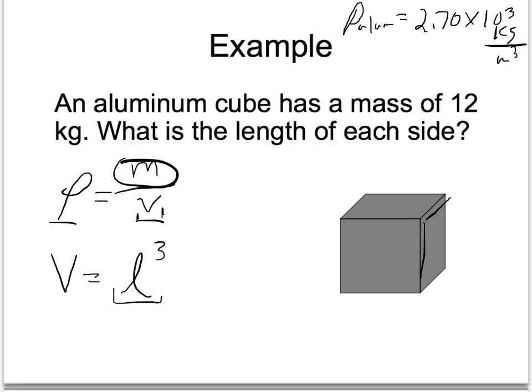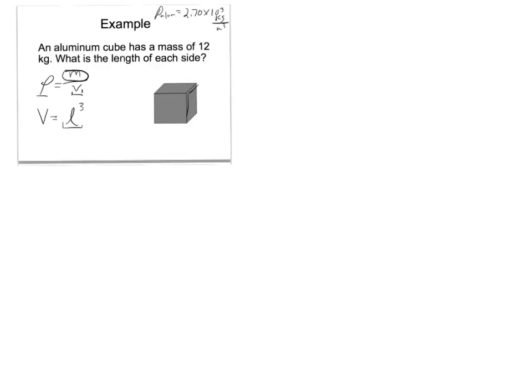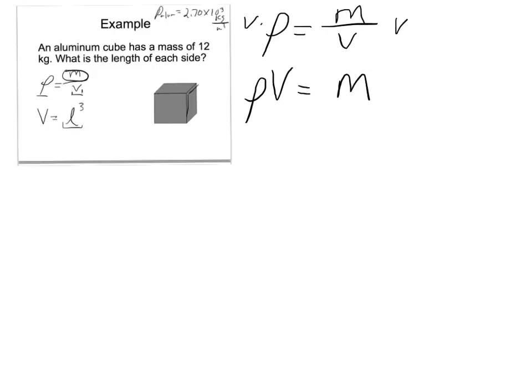So let's try this. Okay, so I need to know the volume of the cube, and I'm using the equation rho equals mass over volume. So to get volume, I would multiply volume on both sides, and I get rho v equals m. And now I'm just looking for v, so I can divide by rho. Volume equals mass over rho.